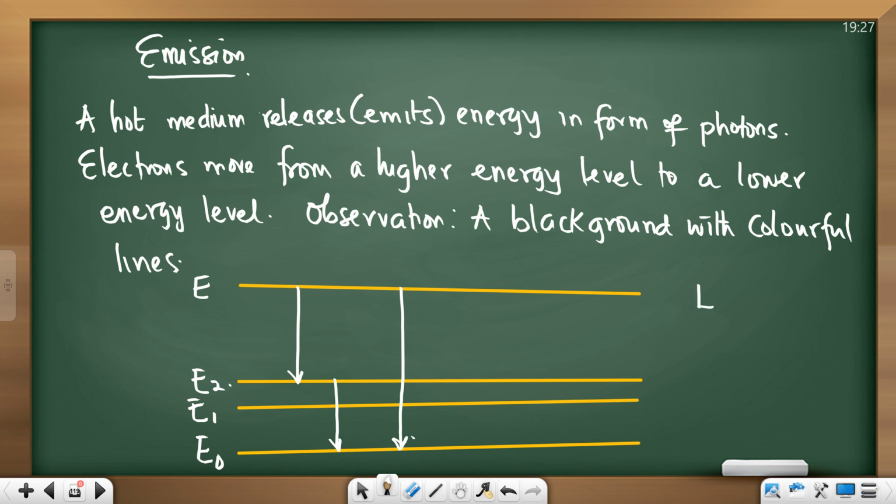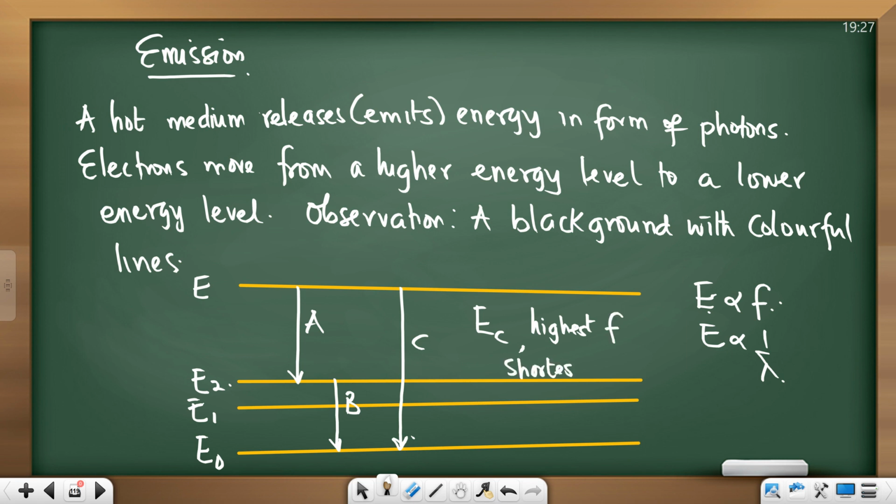Don't forget that E is directly proportional to f, and inversely proportional to wavelength. The bigger the energy loss or gain, the bigger the frequency. So if you check this one, the energy of C is the biggest, which means it has the highest what? Frequency. They will ask you this. And then it has the shortest what? Wavelength. I hope you see. E of C is the highest. It's the biggest energy there.